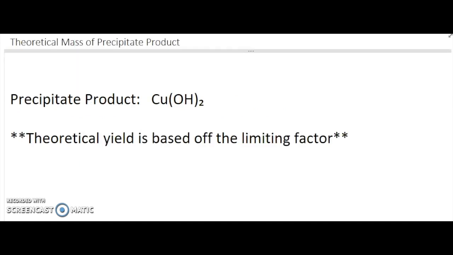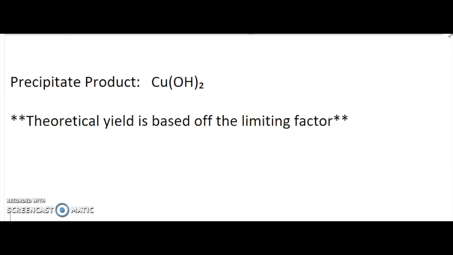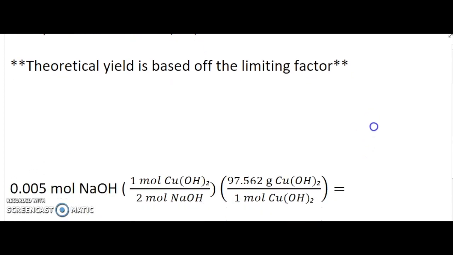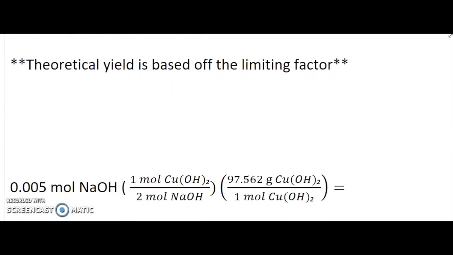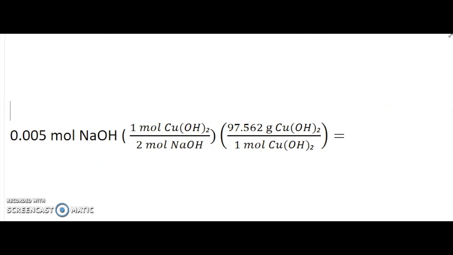Now we are going to find the theoretical mass of the precipitate product. In this case, it is our only solid in this experiment, so copper hydroxide. Remember, the theoretical yield is based off the limiting factor, which we knew is NaOH, sodium hydroxide. So based off of the grams, we have 0.2 grams, also known as 0.005 moles of sodium hydroxide. What we are going to do is multiply it by the ratio of moles in the balanced chemical equation of copper hydroxide to sodium hydroxide, which is 1 to 2.